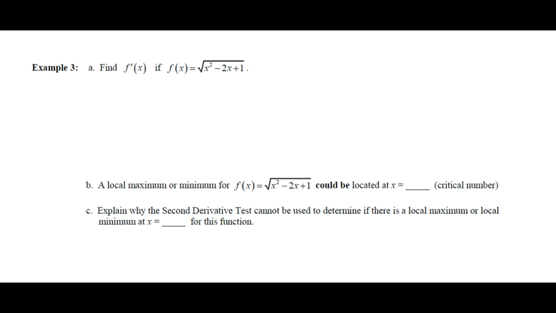Find f prime of x if f of x is the square root of x squared minus 2x plus 1. Oh, okay, so go, do the derivative. Remember, you're the designated driver. Just don't drive us off the bridge and keep making that joke. That joke about I want to die in my sleep like my grandfather, not like the passengers in his car yelling and screaming. Exactly.